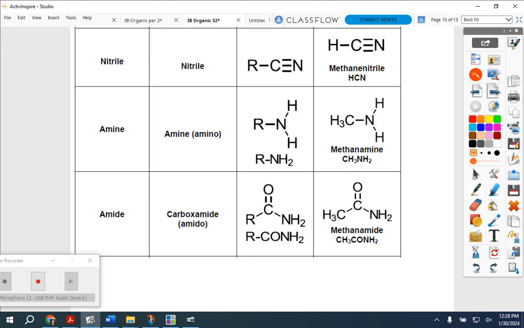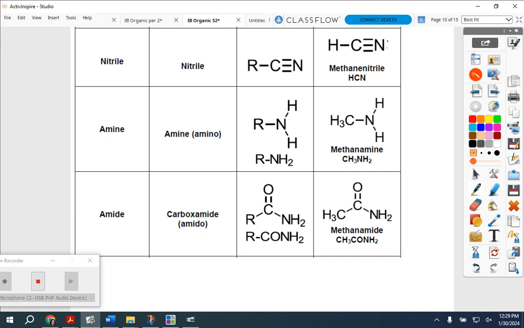We also have some nitrogen-containing functional groups. Nitrile is just a carbon triple bonded to a nitrogen. And this is also going to be at the end of a molecule, always, because this nitrogen is going to have a lone pair, and it's not really going to want to make another bond.